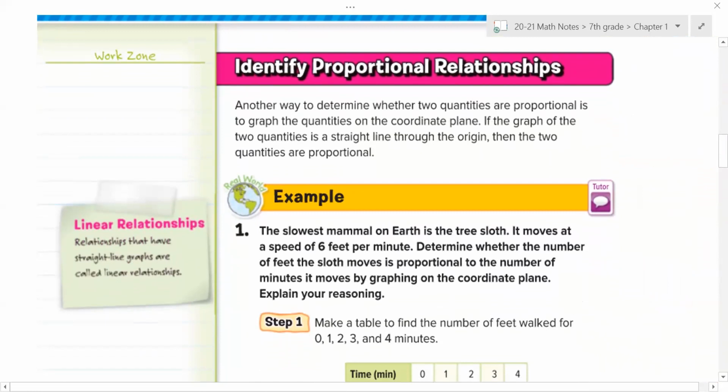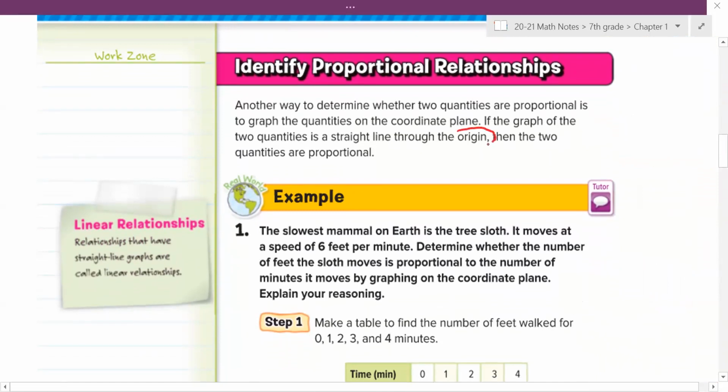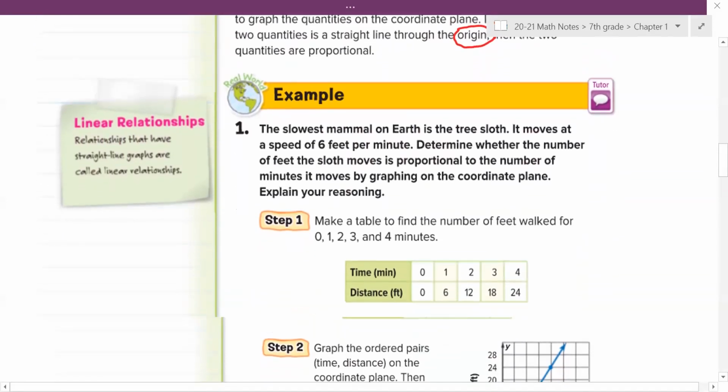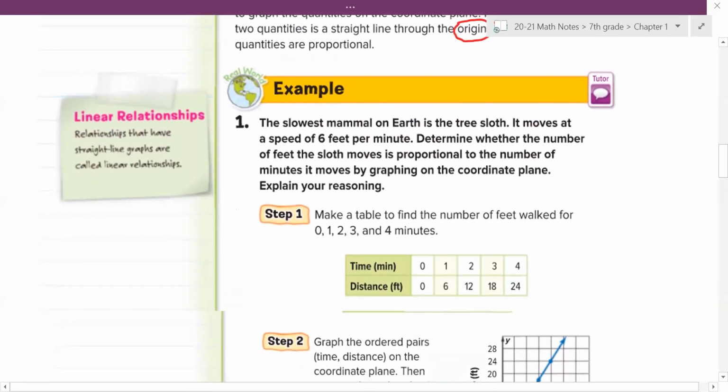Identify proportional relationships. Another way to determine whether 2 quantities are proportional is to graph the quantities on a coordinate plane. If the graph of the 2 quantities is a straight line through the origin, here's the big point here, through the origin, then the 2 quantities are proportional. The slowest mammal on Earth is a tree sloth. It moves at a speed of 6 feet per minute. Determine whether the number of feet the sloth moves is proportional to the number of minutes it moves by graphing on the coordinate plane. Explain your reasoning.